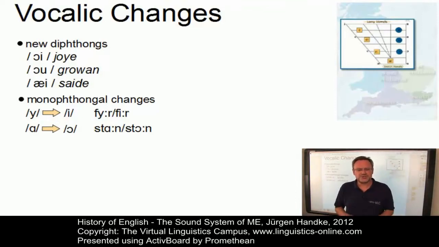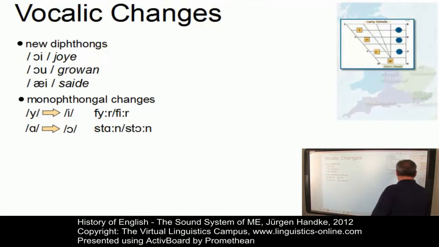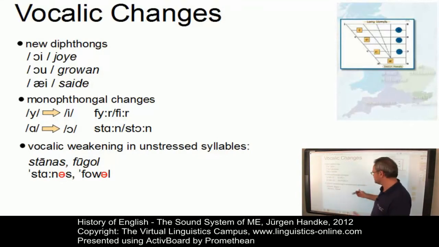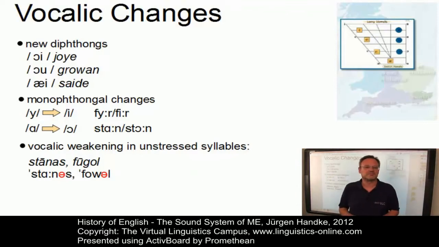The most influential change, as already said, was the weakening of vowels in unstressed syllables, all of them appearing as the central vowel schwa. The examples we've listed here are stānas, which became stōnes, and fūl, which became foul. In spelling, by the way, unstressed vowels were mostly represented by the character e.